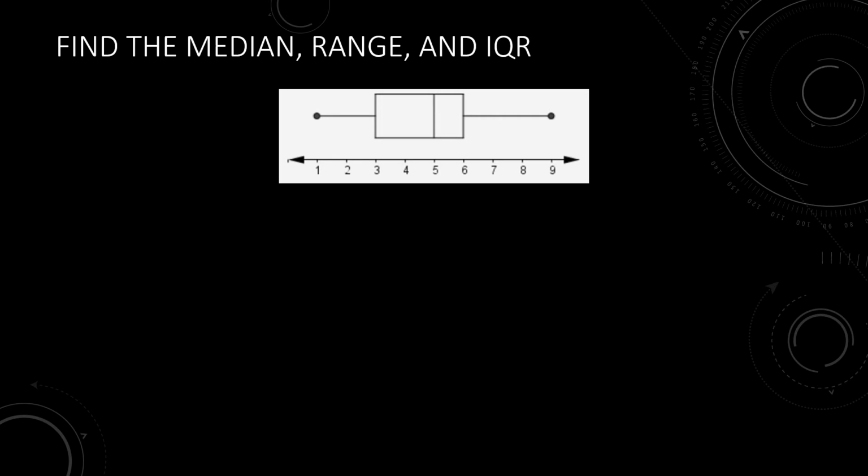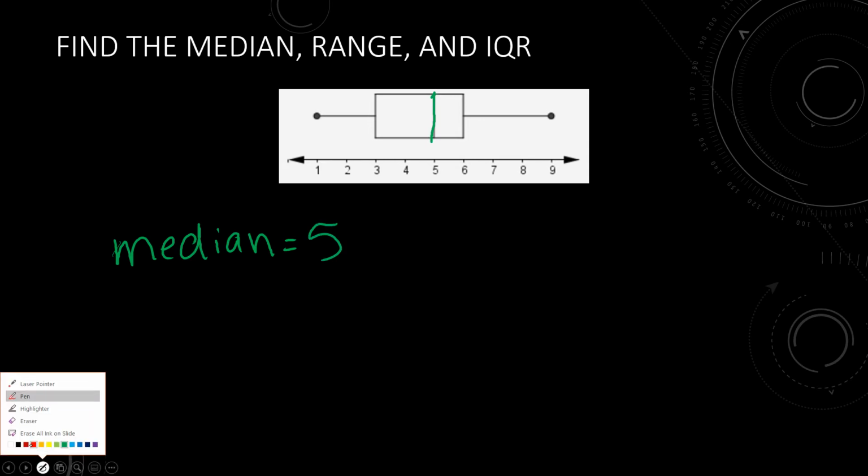Alright, so let's find the median, range, and IQR of this one. IQR is short for interquartile range. So first let's start with our median. Remember, our median is the line inside of our box plot. So here our line inside of our box plot is at 5. So that would be my median.